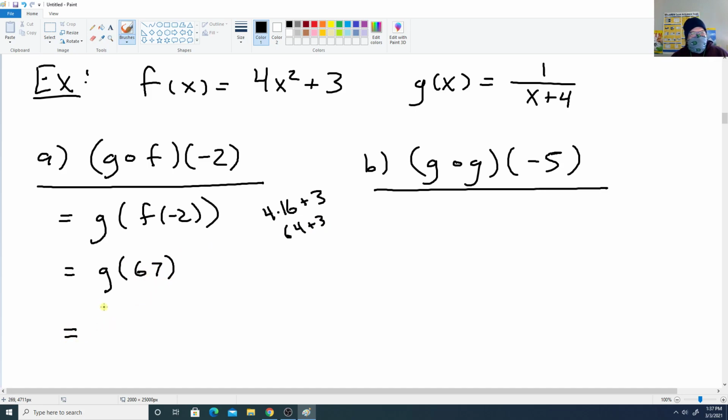So now I go to my g function and replace the symbol x with 67. And then I just total it up. So I get 1 over, let's see, 67 plus 4 is 71.